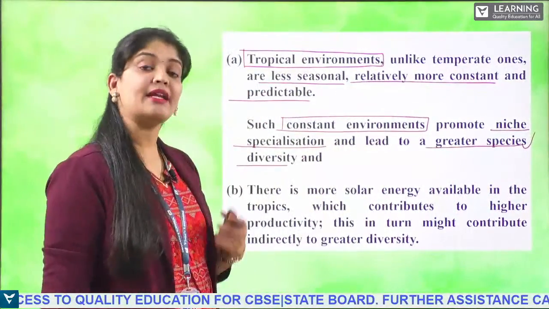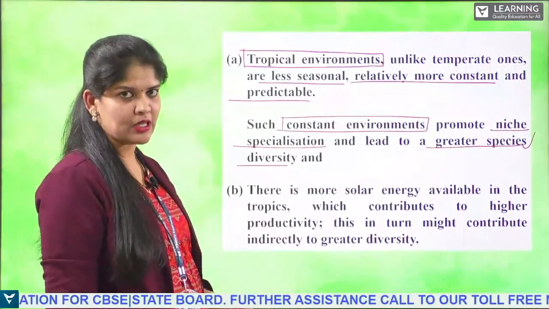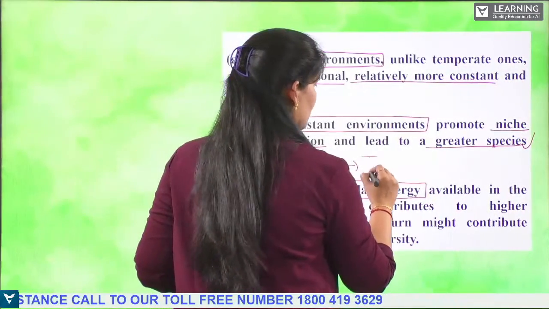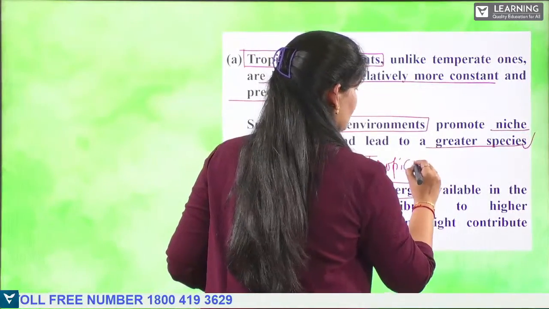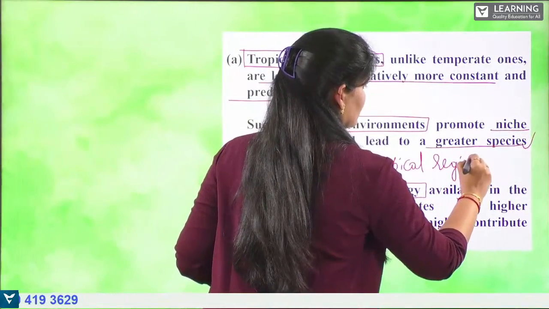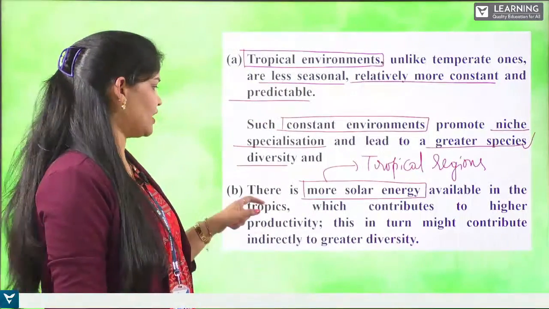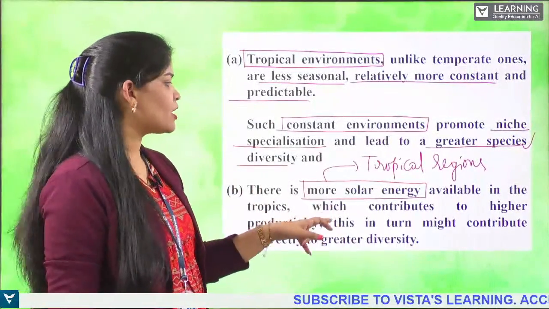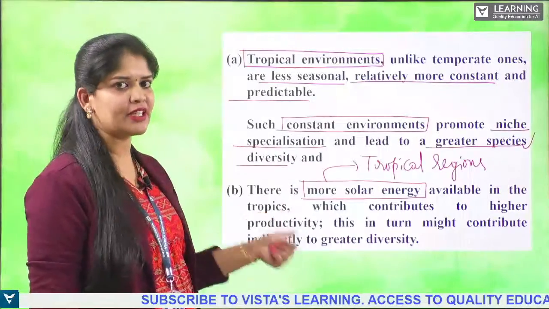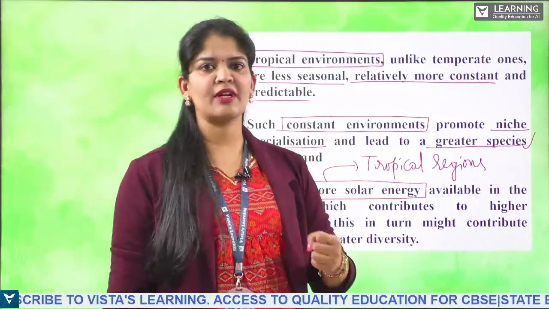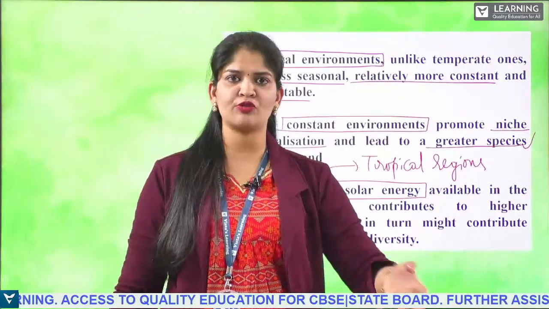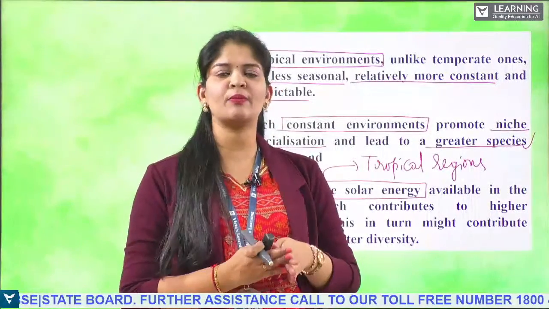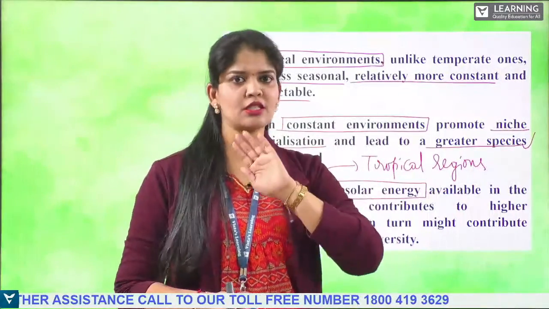And another hypothesis. This may also be a reason, because we have more energy available to the tropical regions. So here, there is more solar energy available to the tropical areas when compared to the temperate areas, which contributes to higher productivity. We know that solar energy is the ultimate source for the producers, that means plants, to carry out photosynthesis. Once photosynthesis occurs, it produces biomass, and this biomass is transferred from the producers to the consumers. This is all we already know.